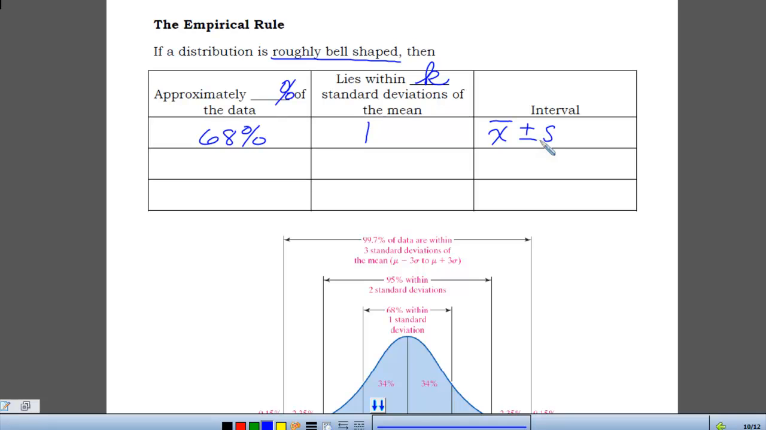We have approximately 95% of our data that lies within 2 standard deviations. That's an interval of x bar plus or minus 2s. And finally, within 3 standard deviations of the mean, we have approximately 99.7% of our data. So you need to commit these numbers to memory. Within 1 standard deviation, we have about 68% of our data. Within 2, 95%. Within 3, 99.7%.